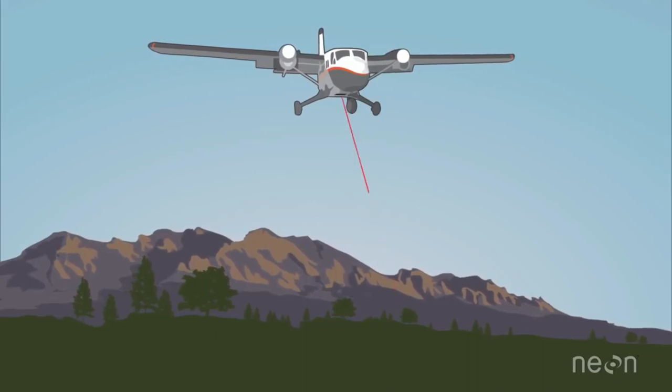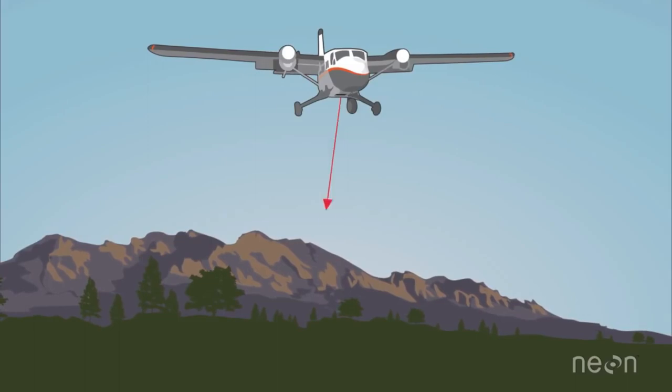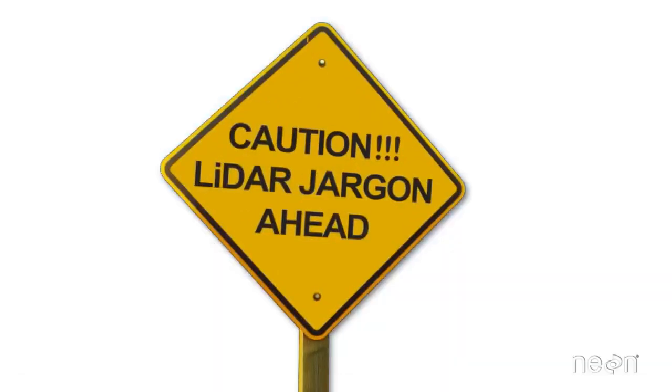Well, the laser in a LiDAR system scans the Earth, actively emitting light energy towards the ground. Now before we go any further, let's get two key LiDAR terms associated with this emitted light energy out of the way. You know, so we can speak LiDAR and all.